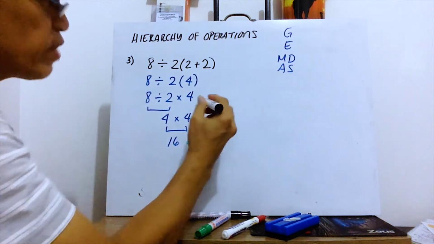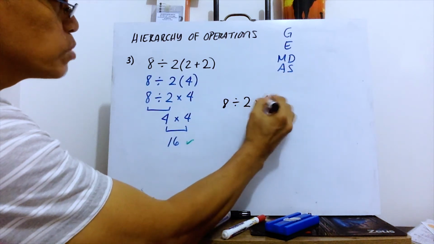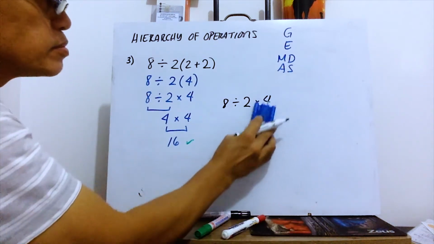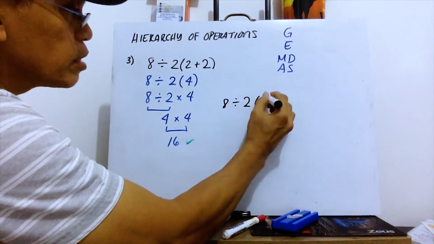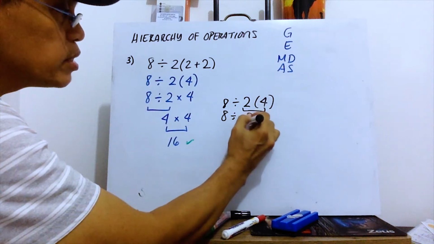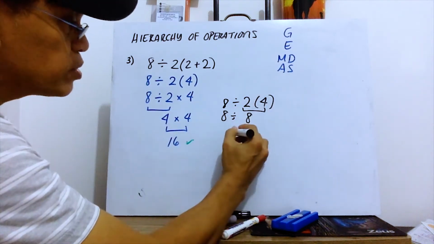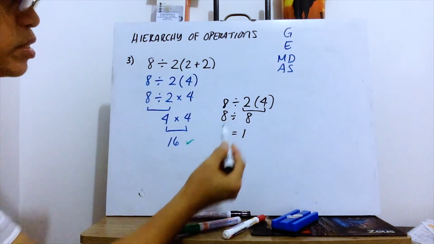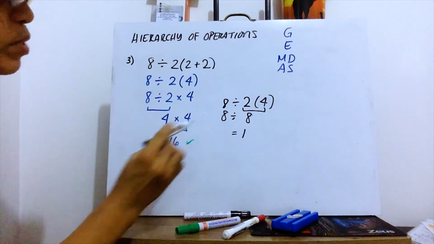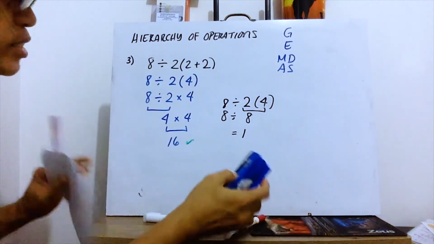Some people solve it like this. 8 divided by 2 times 4. Now, because of the parenthesis symbol, they think it's 8 divided by 8. So the answer should be 1. So this is wrong. This one is correct, and that one is wrong. Remember, let's have another example.